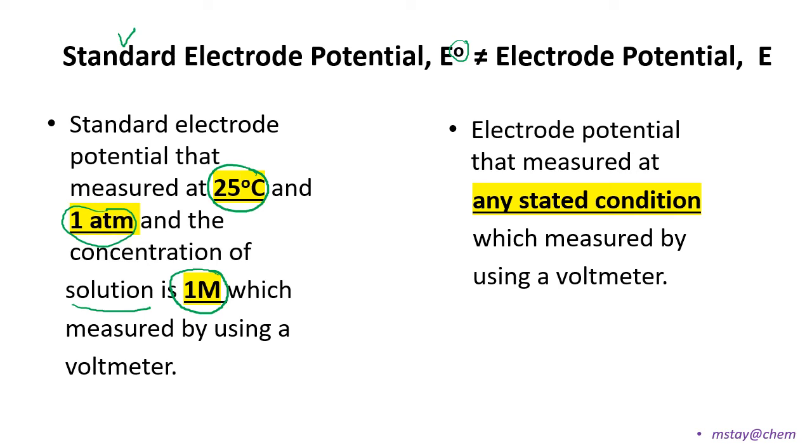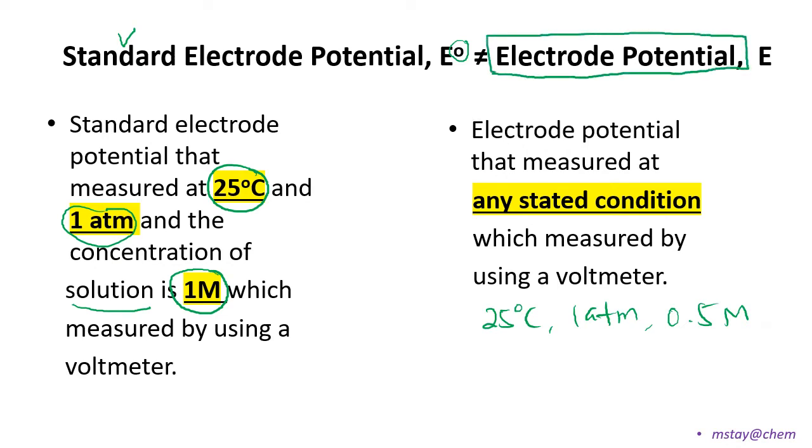If the conditions are 25 degrees Celsius and 1 atm but the concentration is 0.5 molar, then the electrode potential that we measure is simply known as electrode potential, because it is not at standard condition. So it applies at any stated condition except standard condition.